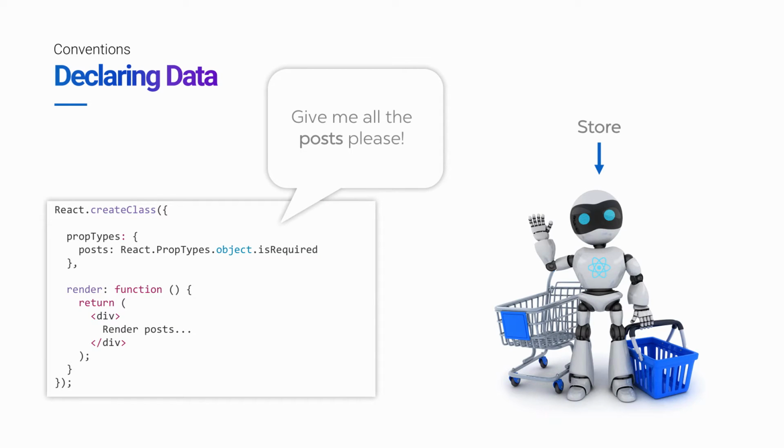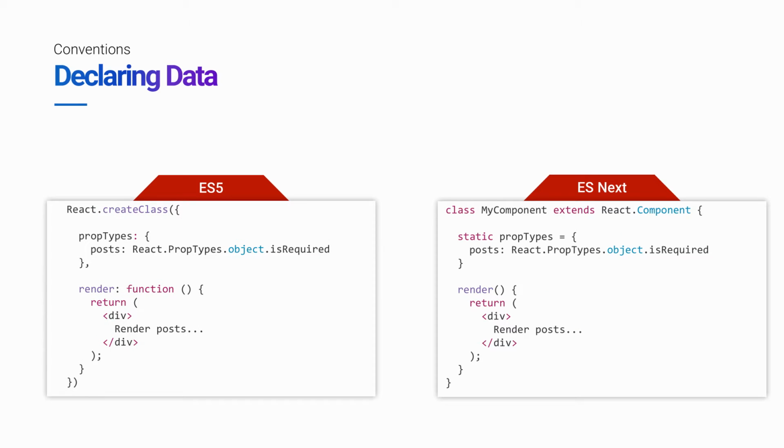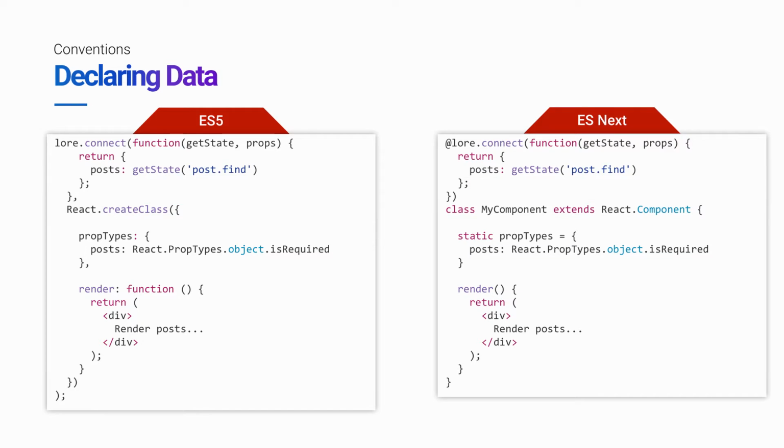The other half is the fact that components are the piece of your application that actually require the data. So how do we make it easy to declare what data components need and then fetch that data from the server if we don't already have it? To fill that need, Lore contains a decorator called connect, and we're going to use it to wrap both components here, an ES5 component on the left and an ES6/ESNext style component on the right. And once we do that, our problem is solved.